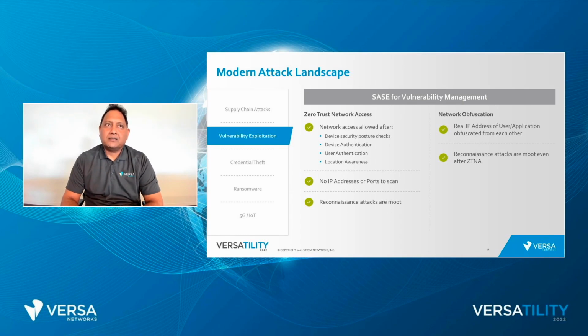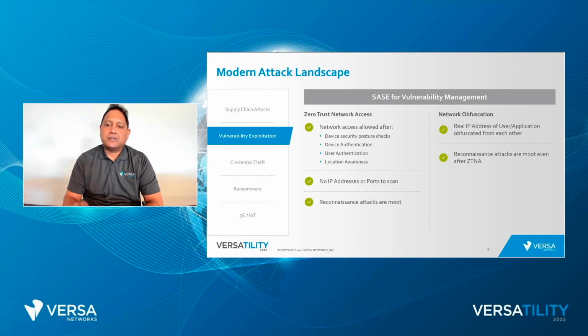Now you could think about this other case: if none of the network information is available without authentication, the attacker may try to compromise the network using stolen devices or stolen credentials, and then probe the network to see what resources are available for exploitation, right? For that attack surface, we can use network obfuscation. Let's say a compromised device is trying to do an IP scan or port scan, still we don't give away anything, because we obfuscate the applications and the resources away from the user.